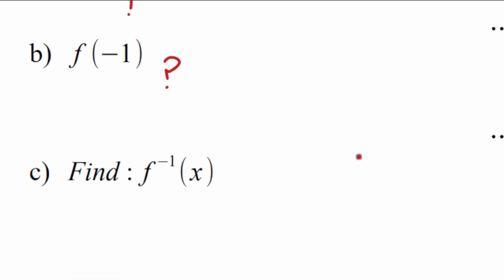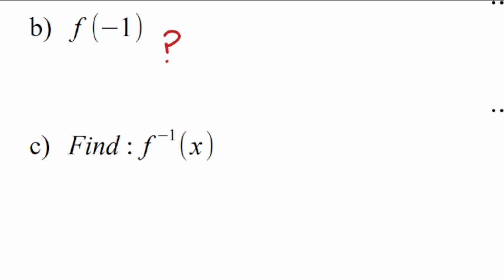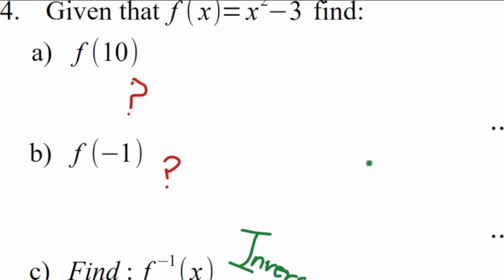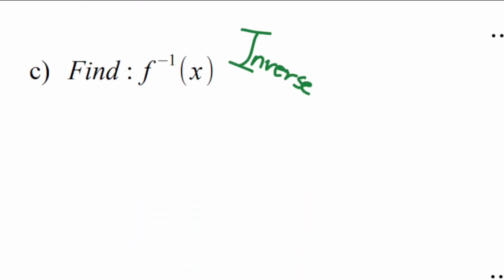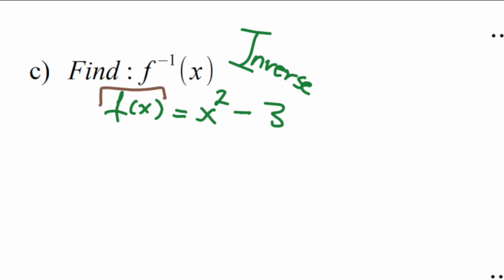Now, f inverse of x. This is very good. This is called the inverse function. How do we do the inverse function? Let's first write this down. F of x is x squared minus 3. To do the inverse function, the first thing is, instead of f of x, write y. Y equals x squared minus 3.